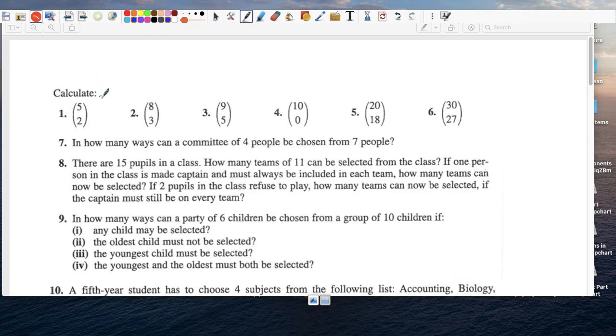So notation is a little bit different, but hopefully you caught up and you figured this out. First one would be 5 times 4 over 2 times 1. Simplify, and I believe you get 10.